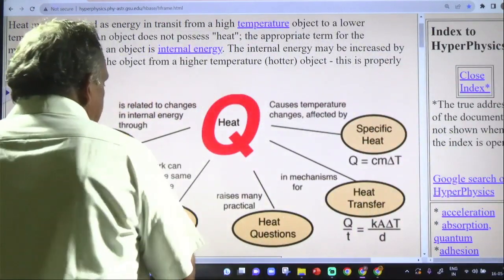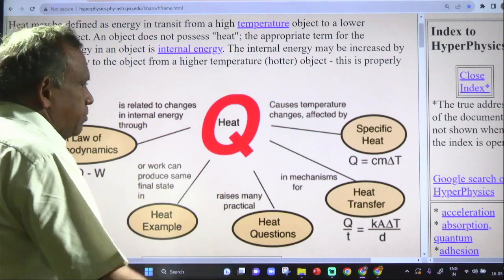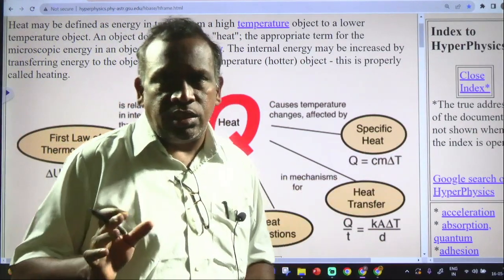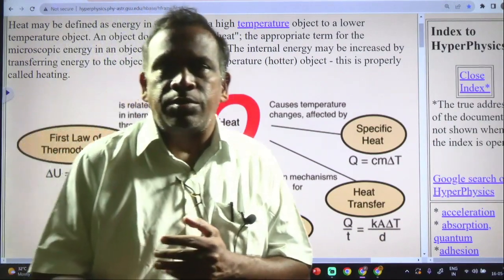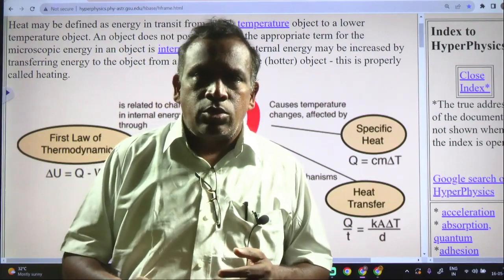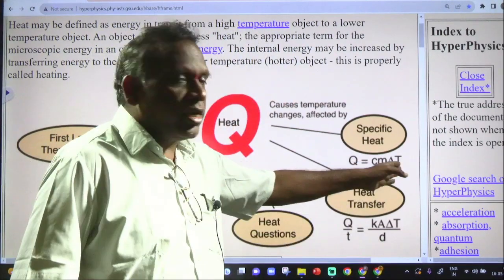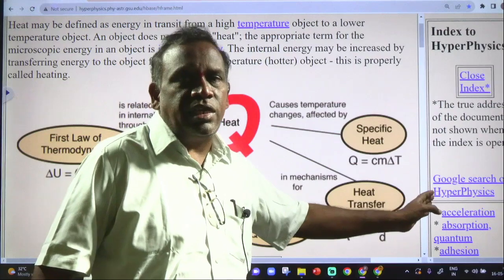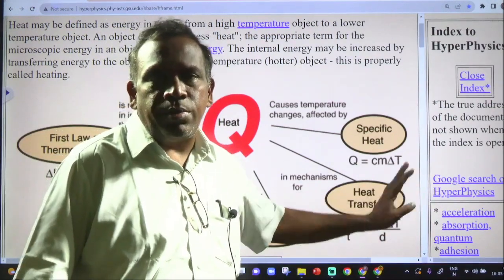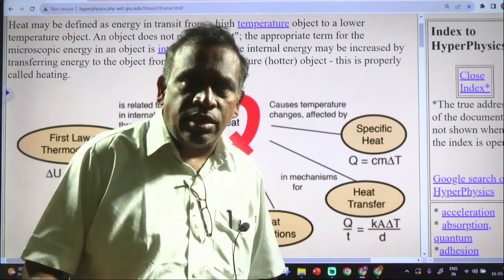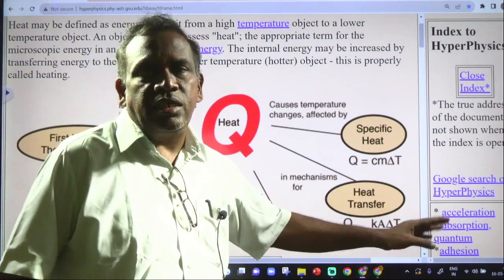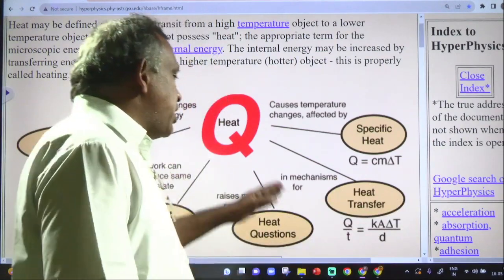Another one is specific heat. What is specific heat? Specific heat is the amount of heat required for a unit mass of substance for a unit degree rise in temperature. So Q = cmΔT, where c is the specific heat constant. The CGS units are calorie per gram per degree centigrade. The SI units of specific heat are joule per kg Kelvin.